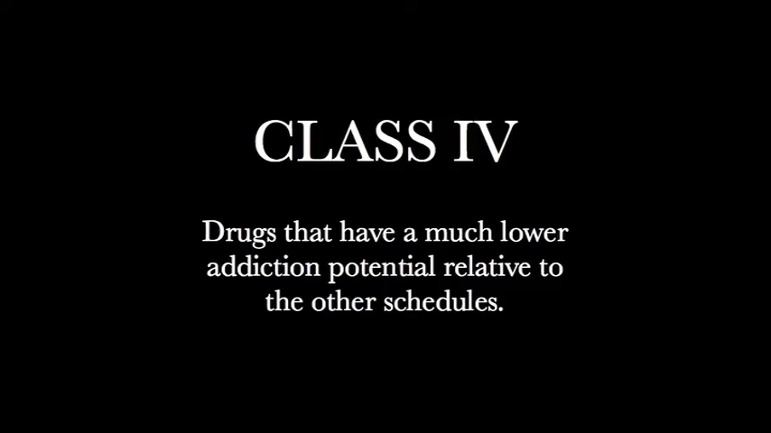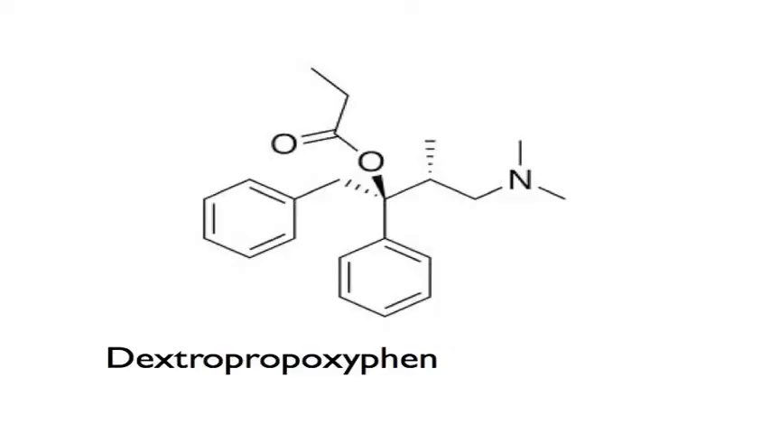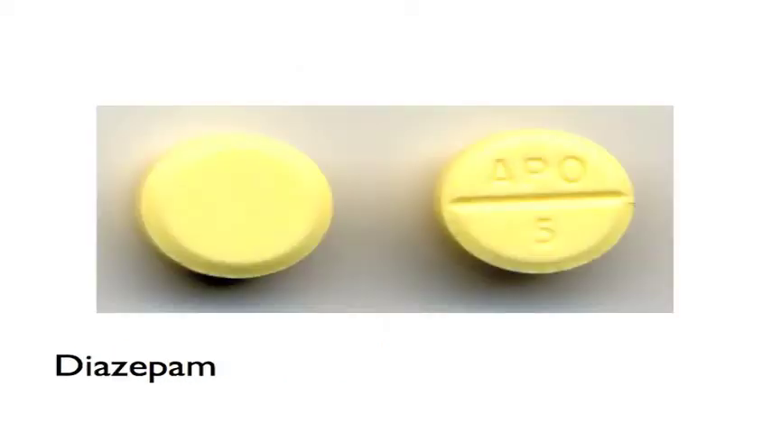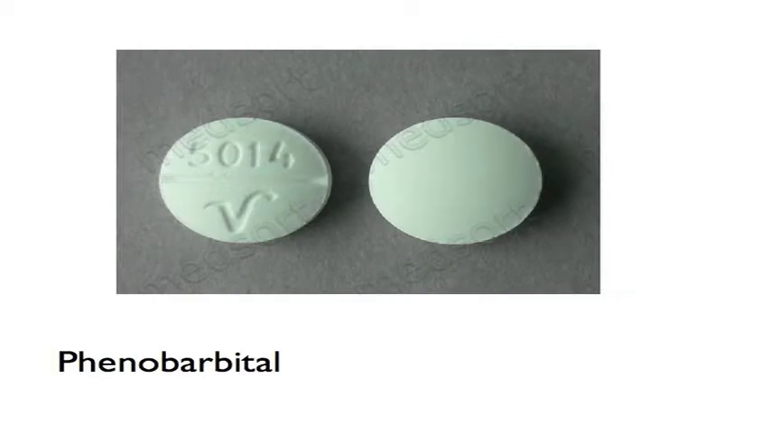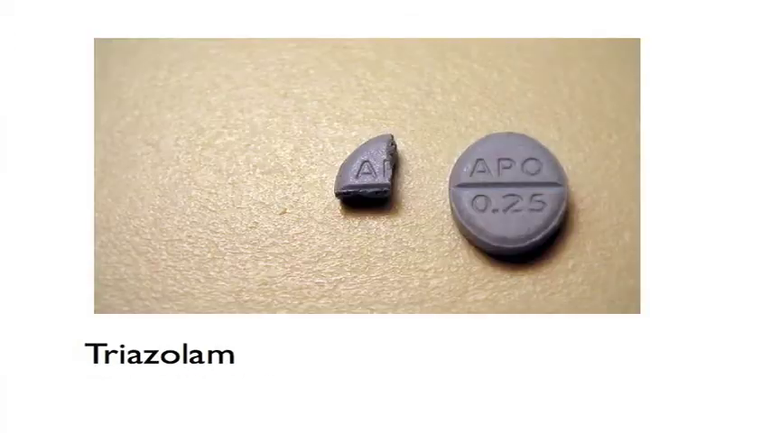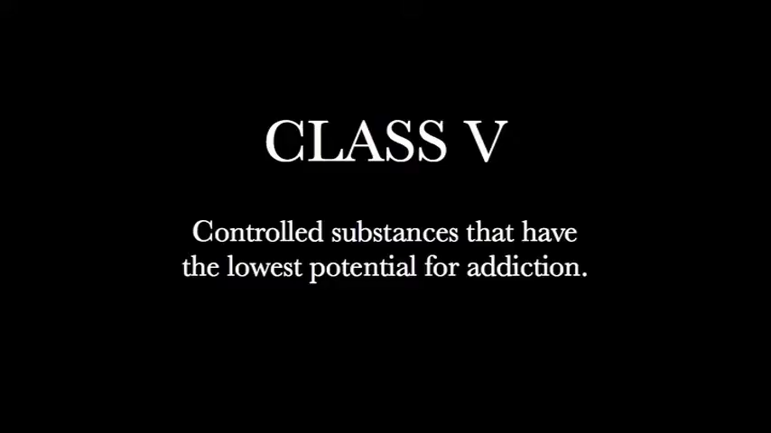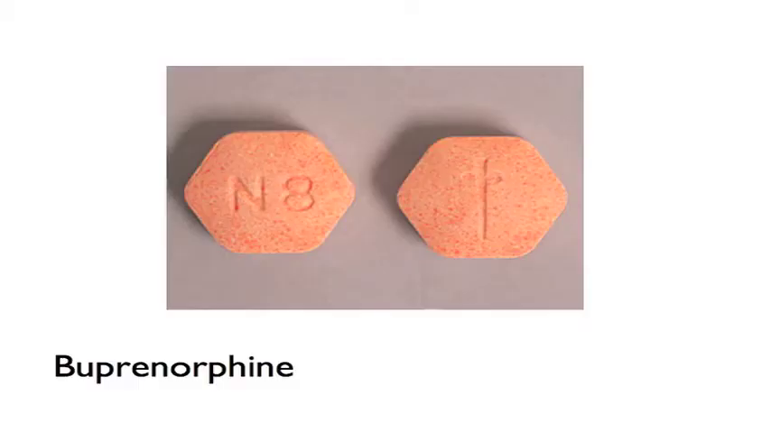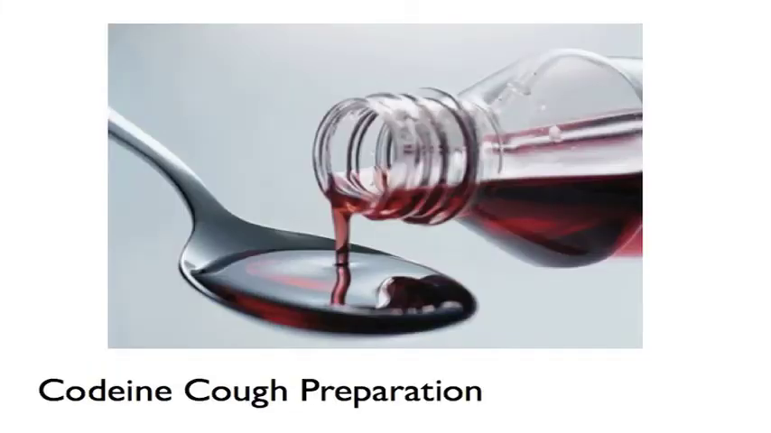Class 4. Class 4 drugs have a much lower addiction potential relative to the other schedules. Narcotic basic classes include dextropropoxyphene. Non-narcotic basic classes include diazepam, mephobarbital, phenobarbital, and triazolam. Class 5. Class 5 controlled substances have the lowest potential for addiction. This includes buprenorphine and codeine cough preparation.